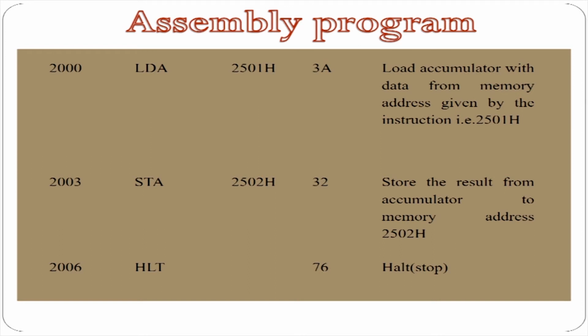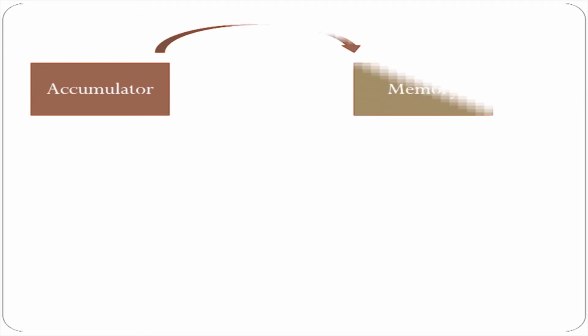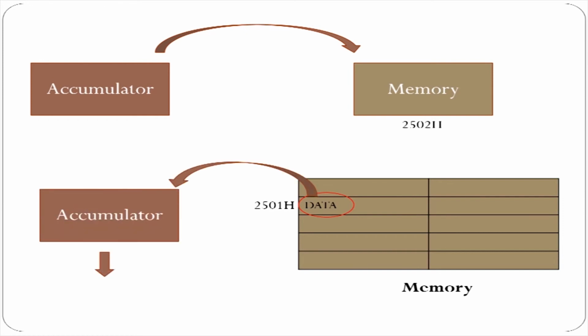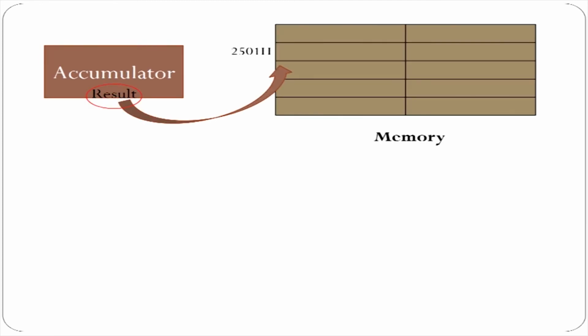This program stores the result from accumulator to memory address 2502H. First of all, the first step is to load the data from the memory address given by the instruction, that is 2501H. LDA is a mnemonic used to load the data in the accumulator, which is a processor register. Here, 2501H is the address of the operand. Next step is to store the result from accumulator to memory address 2502H.